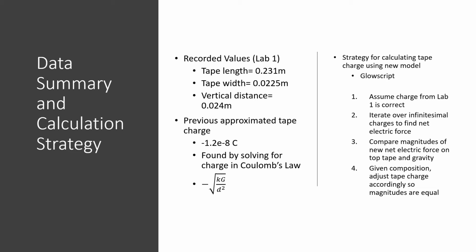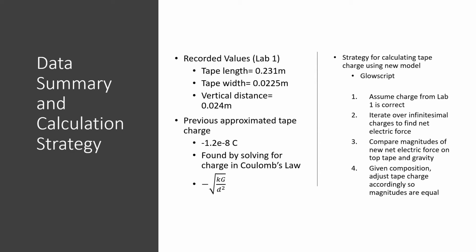From Lab 1, we know that both tapes' lengths are 0.231 meters, tape width is 0.0225 meters, and the distance between the tapes when floating is 0.024 meters. The previous approximated tape charge is negative 1.2 times 10 to the negative 8 coulombs, which is found by solving for charge in Coulomb's law expressed below.